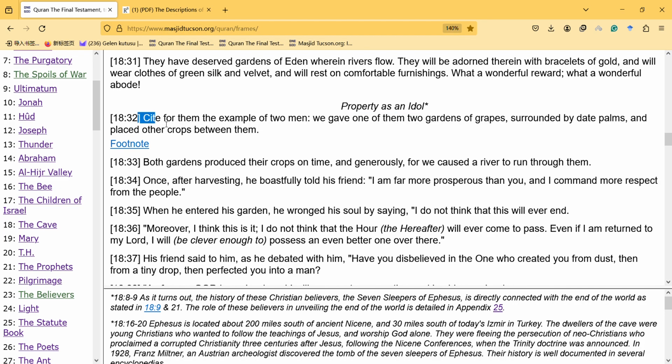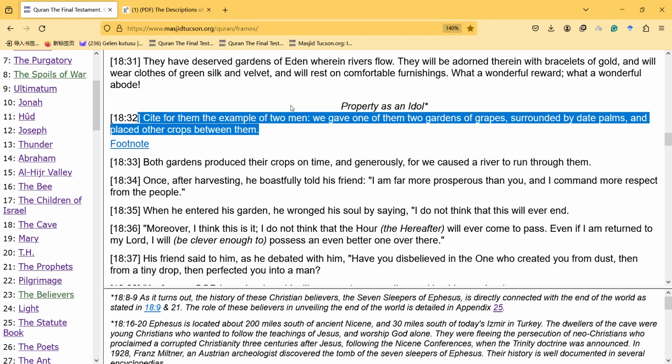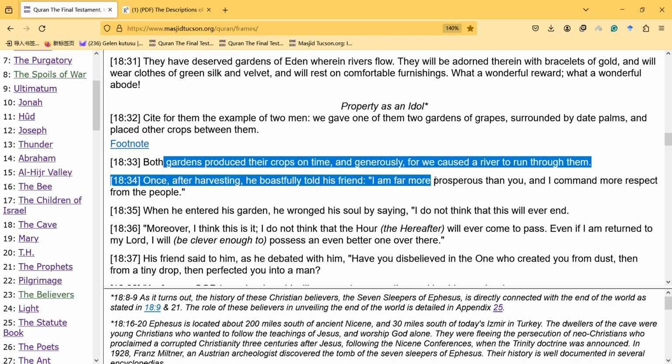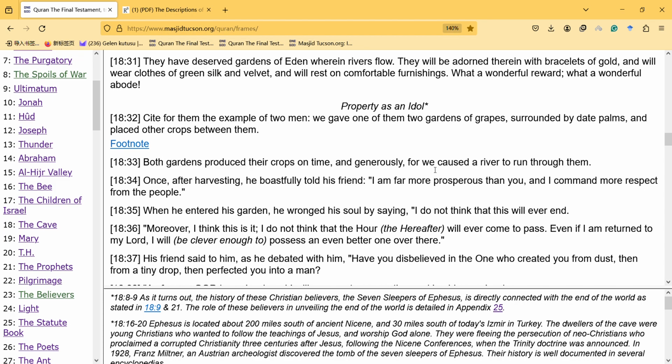Cite for them the example of two men. We gave one of them two gardens of grapes surrounded by date palms and placed other crops between them. So it seems quite productive. Both gardens produced their crops on time and generously, for we caused a river to run through them.